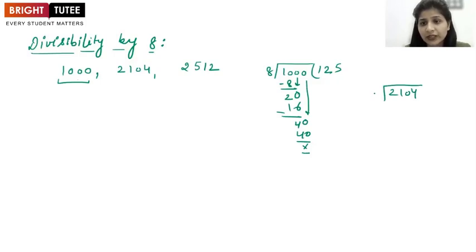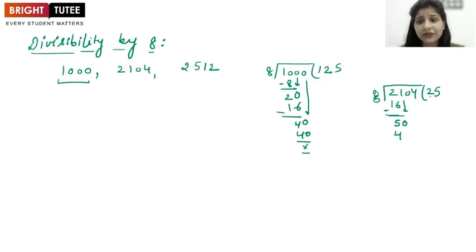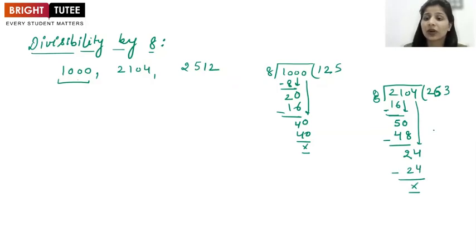Let us try this one with 8. 8 twos are 16. How much are we left with then? 5. Copy down 0. 40. 8 sixes are 48. We'll be left with 2, then copy down 4. 8 threes are 24. So what we get, it is also exactly divisible by 8. Now see this one, this will also be divisible by 8 when you divide.